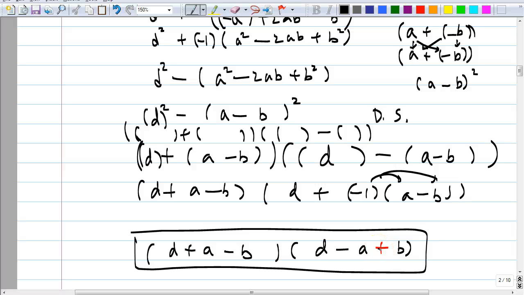Of the work, people forget to distribute the negative. Isn't this really negative 1 times this binomial? People forget to write that as plus b, right? Does that make sense? Please be careful. Don't mess it up at the very end.